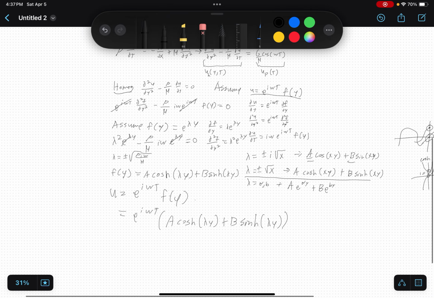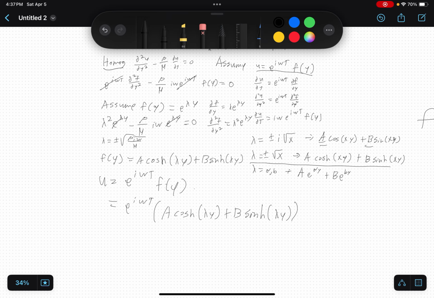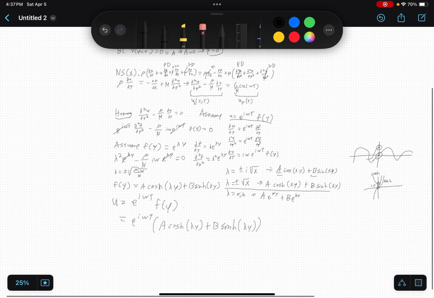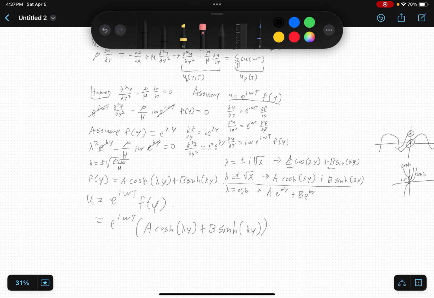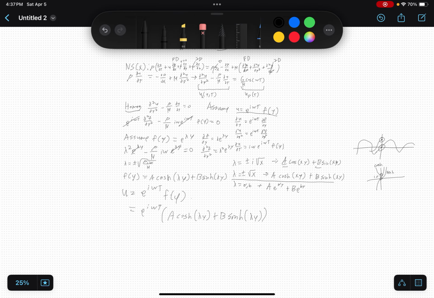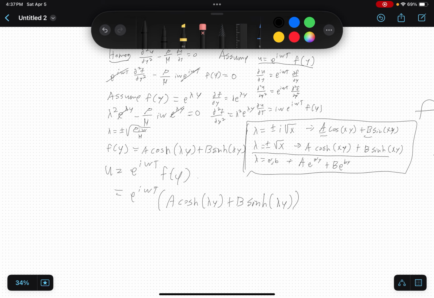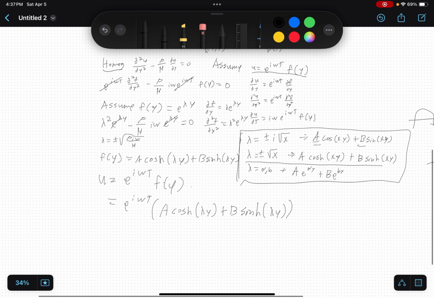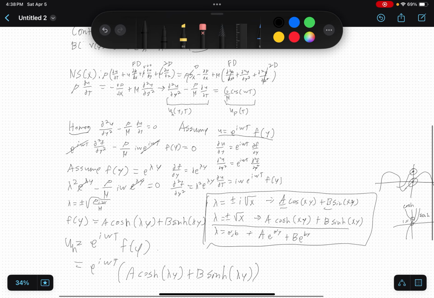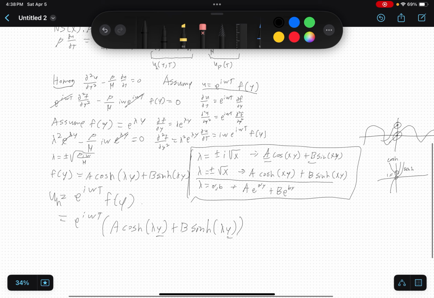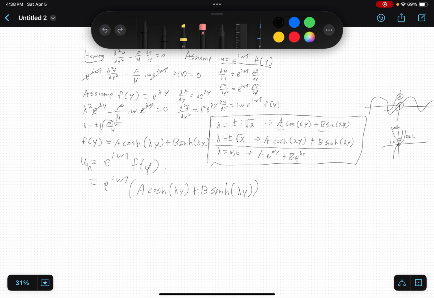Okay. I don't know how long this recording has been going, but we're about halfway done. But it's all simple stuff. I'm just going slow to make sure we get through all the extra steps. I'm going to leave this boxed so I don't confuse myself. Now, this is u homogeneous as a function of y and t, because we have y and we have t. Now, particular.